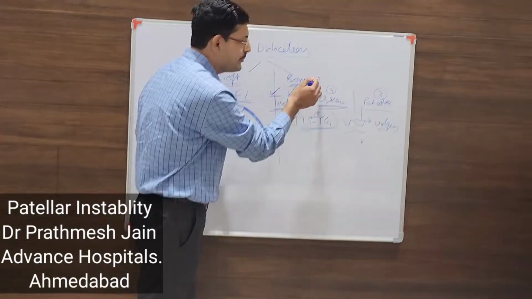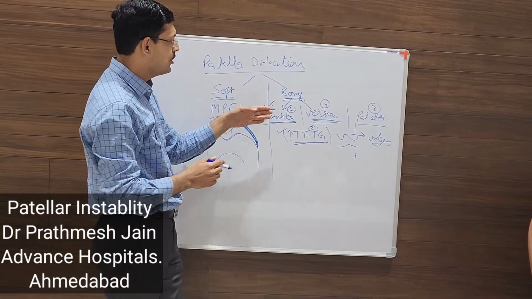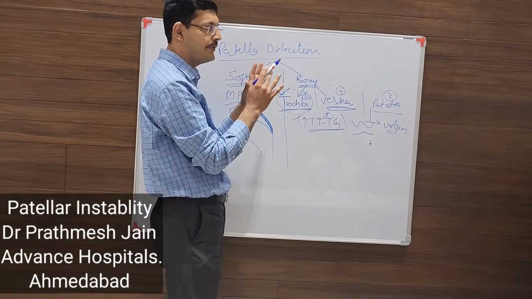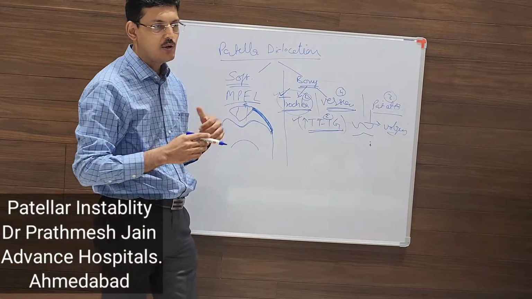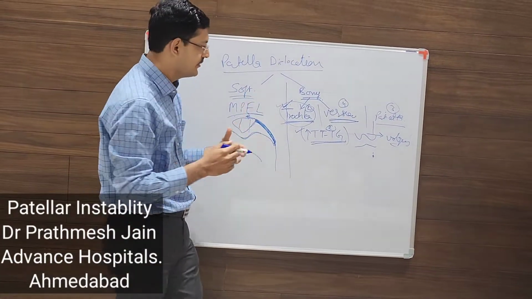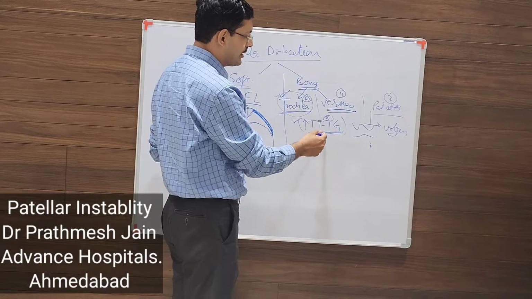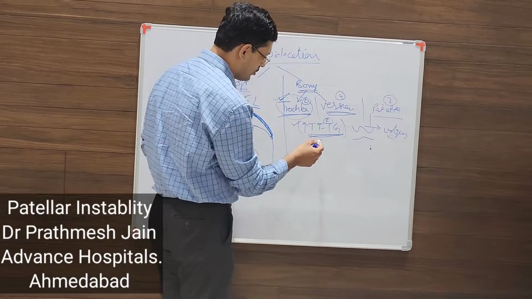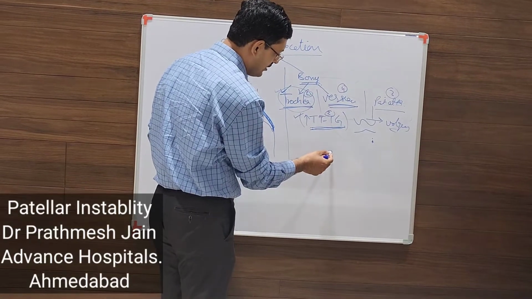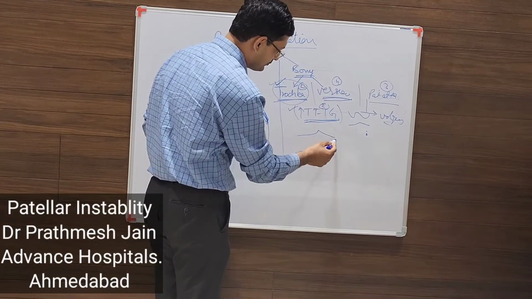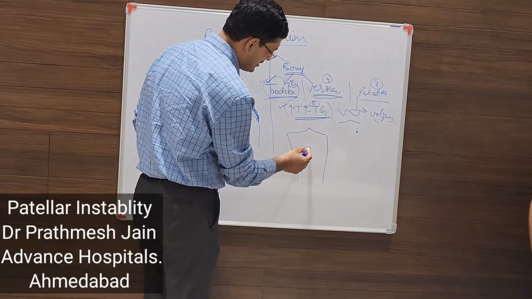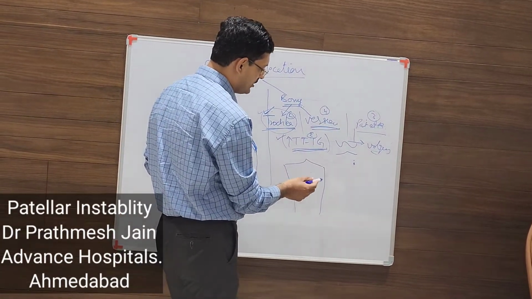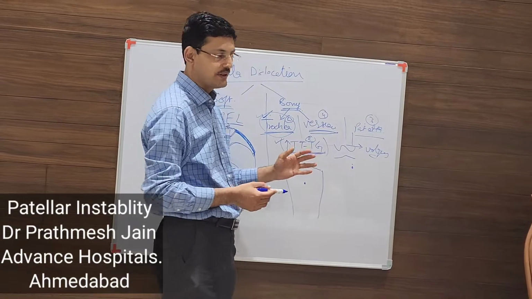If you want to do a bony procedure, then you do a trochleoplasty, but it is a less performed surgery because it's a little bit complicated and not as easy or simple. And the other is a tibial tubercle osteotomy. Now there are three kinds of osteotomy. Supposedly this is the tibia, and this is the tubercle.